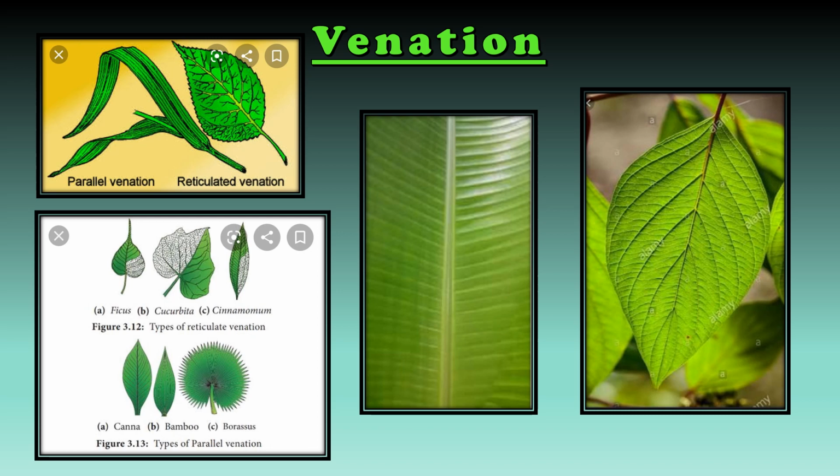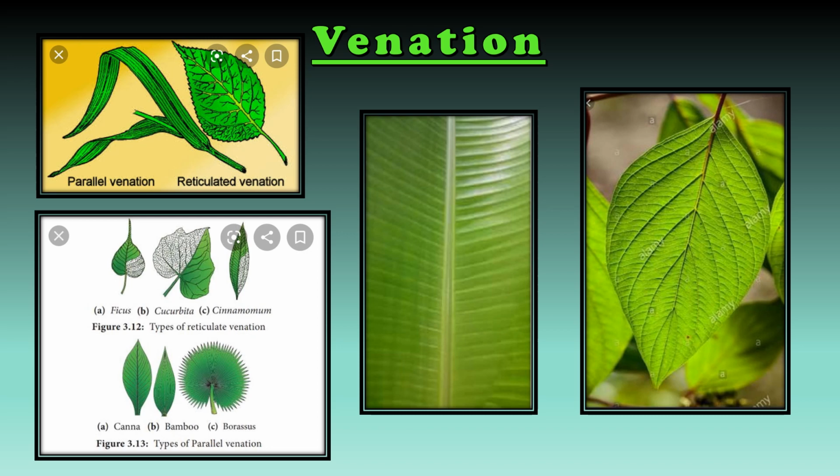Now let's talk about the types of venation. There are two types of venation. The first one is known as reticulate venation, and the other is known as parallel venation. When the veins are irregularly distributed to form a network, it is known as reticulate venation. Taproots are found in plants which have reticulate venation.